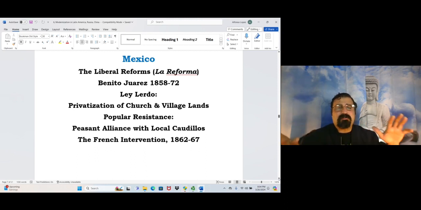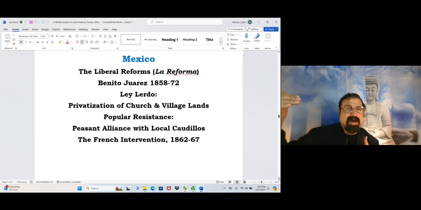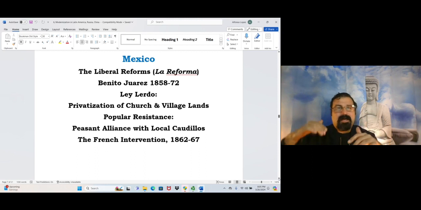And what we're going to see across Mexico is that the peasantry will be allying themselves with local caudillos. Those were really just strongmen that control certain provinces of Mexico. And they will become the so-called protectors of the people in terms of trying to resist Juarez, to resist the liberals, this assault on the Catholic Church and village land holdings. And when they were not able to combat the liberal regime, they requested the assistance of a foreign power.